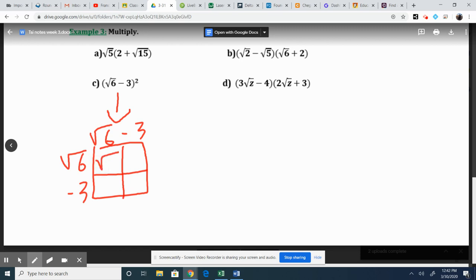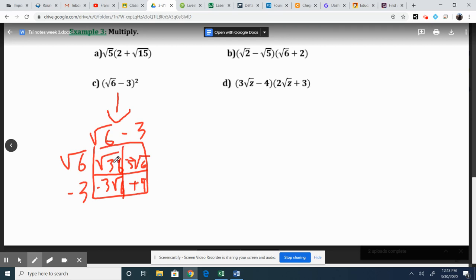We're going to multiply those together, so we have square root of 36. Then we have negative 3 square root of 6. Same thing over here, we have negative 3 square root of 6. And then negative 9. Actually, well, that would be positive 9. That's negative 3 times negative 3.